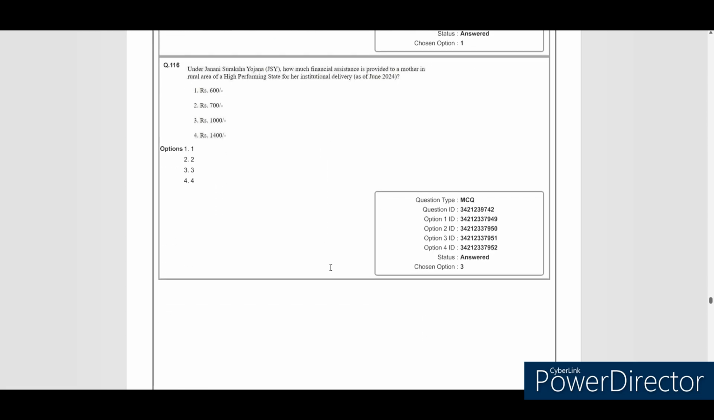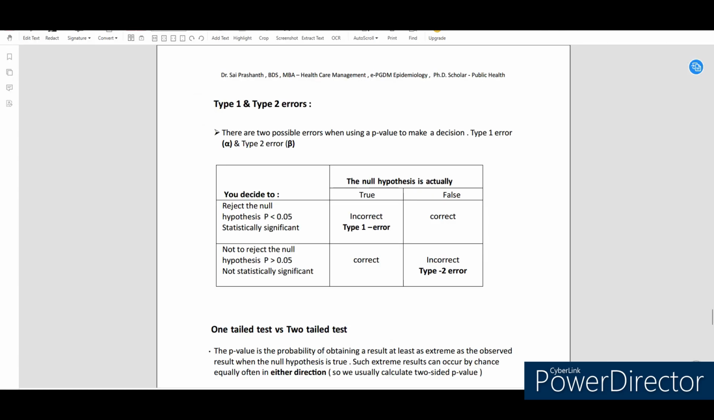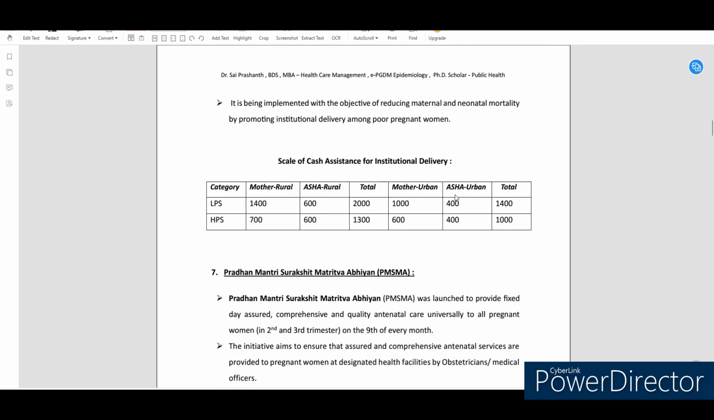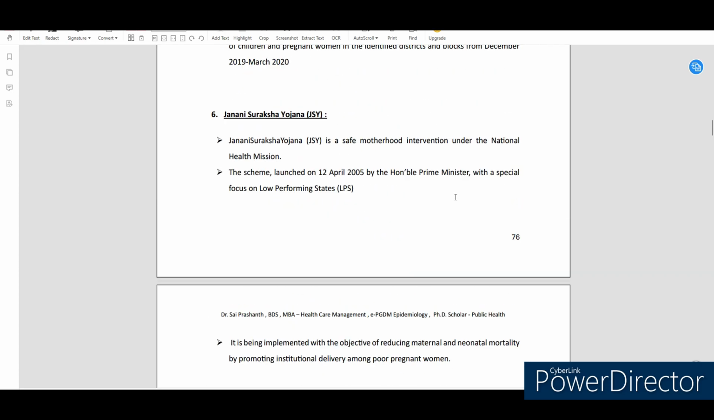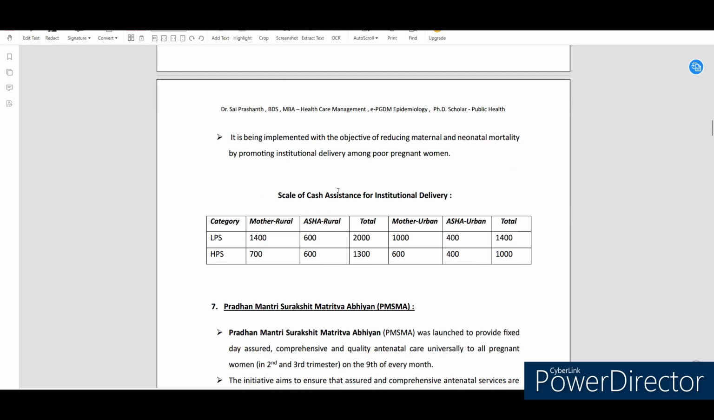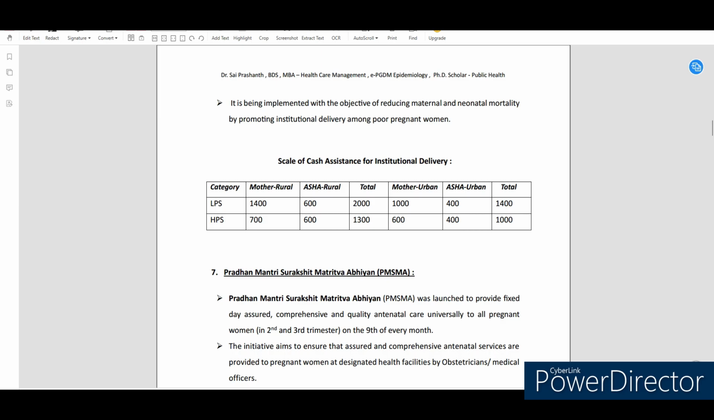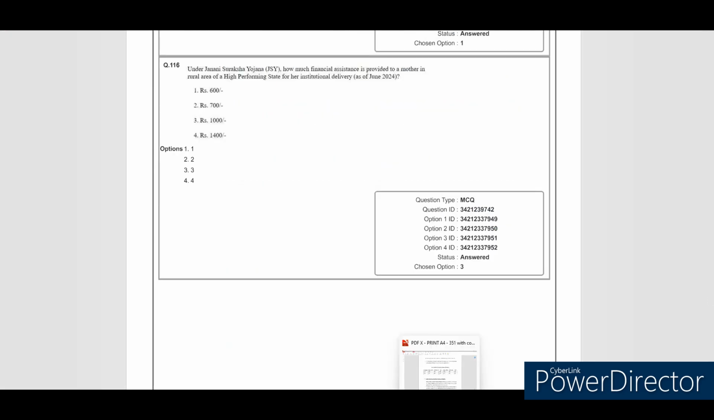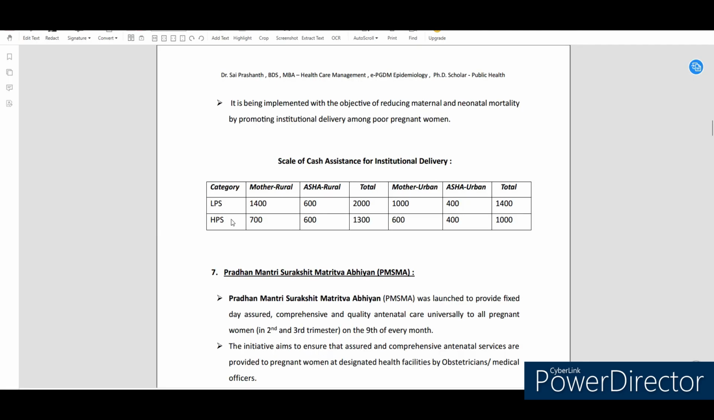Now coming to question number 116, which is also a very direct question. If you have watched my National Health Programs video, you can easily answer this question. So let me go back to my material once. This is a table, a scale of cash assistance for institutional delivery under that particular program. So basically there are two types, LPS and HPS, low performing states and high performing states.